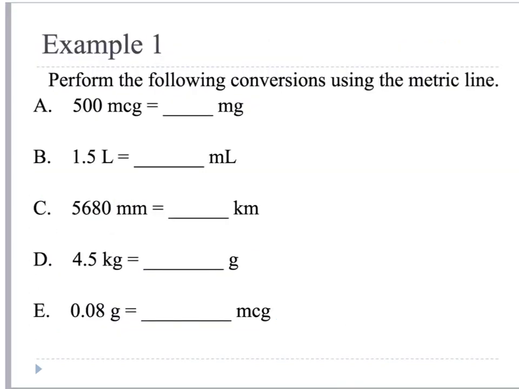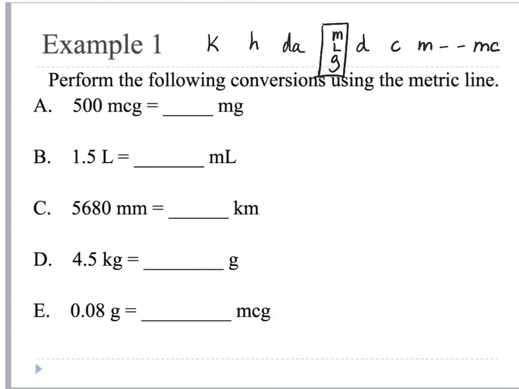So let's take a look at some examples. With each example, I'm going to use the metric line and I'm going to write it out to start so that we have it to reference. So at the top here, I'm going to start with my meters, liters, and grams. Those are my basic units. So to the left, we have kilo, hecto, deca, and then deci, centi, milli, and micro.